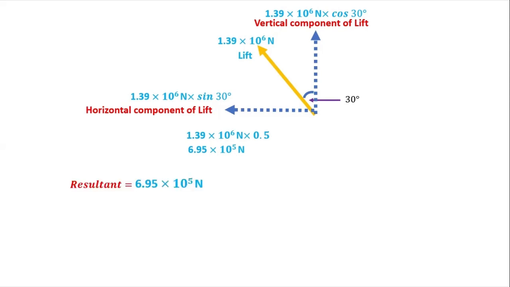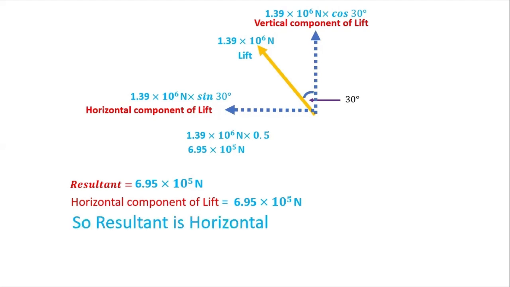So we already found the resultant as 6.95 × 10^5 Newton. And we found the horizontal component of lift is also 6.95 × 10^5 Newton. So both are equal to each other. That means the resultant is horizontal.